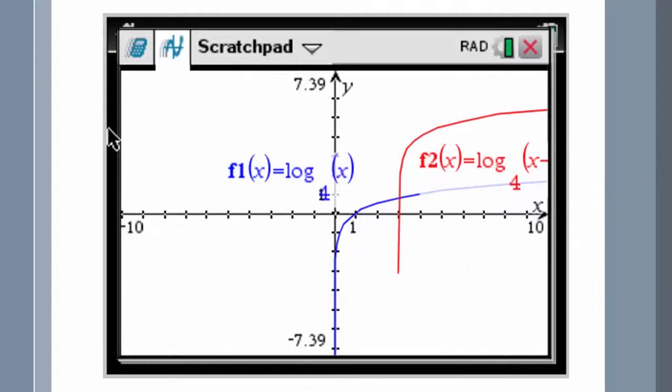Here's a better look at our two functions, log base 4 of x, which is our parent function, and log base 4 of the quantity x minus 3, plus 4.